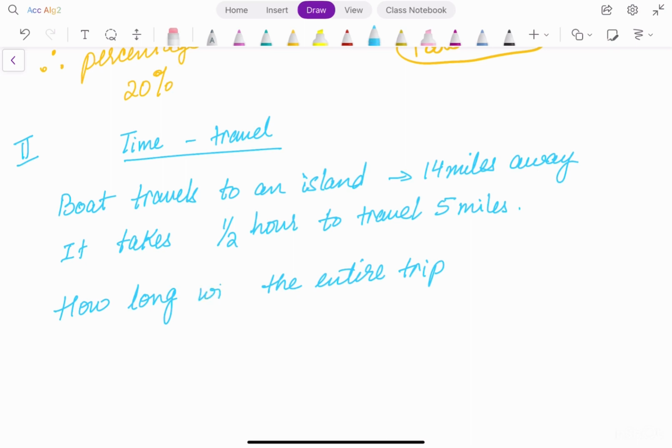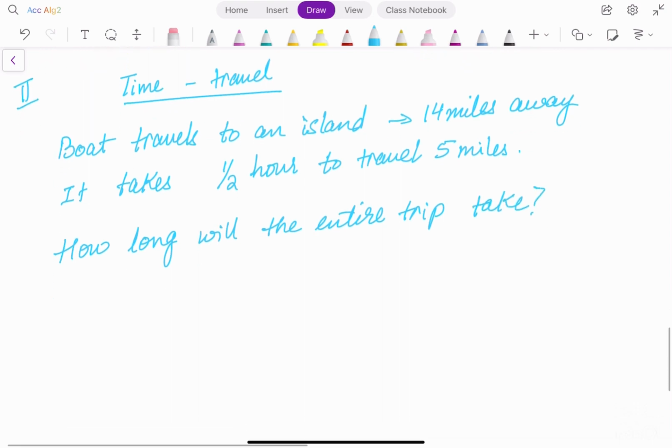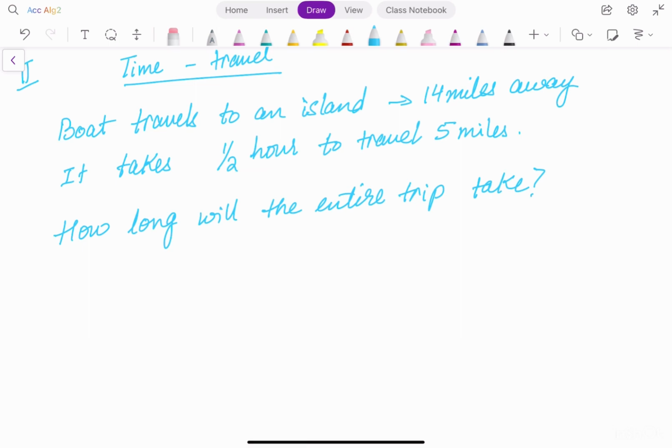Now, there are two things that are given. I know the total distance that the boat will cover, and we also know the rate, that means the speed of the boat. Based on the speed of the boat and the total distance they have to travel, we can calculate the amount of time it will take. Let's jot down all the information. So we know the total distance is 14 miles.